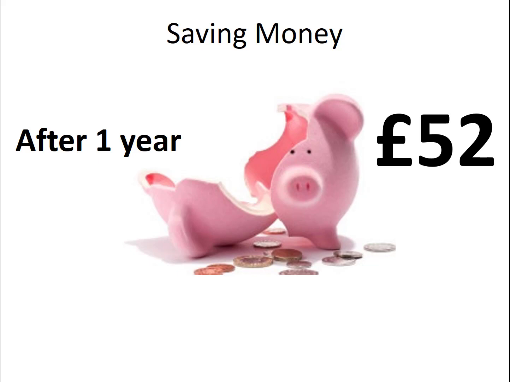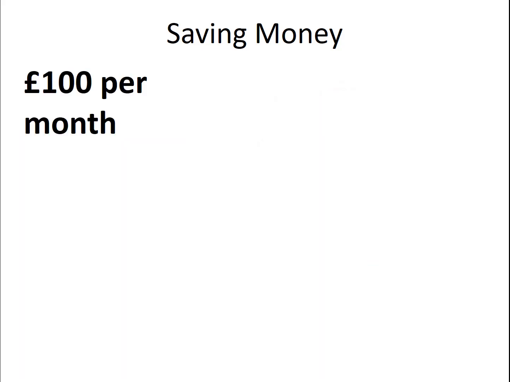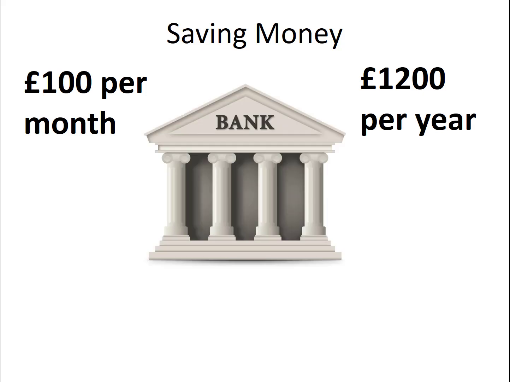Suppose you want to save up a larger sum of money, a deposit for a house, a holiday, a long-term pension or savings plan. Let's say you want to save £100 a month. Well, that works out at £1,200 a year, and you're probably not going to put this money in a piggy bank, maybe your local bank or building society.